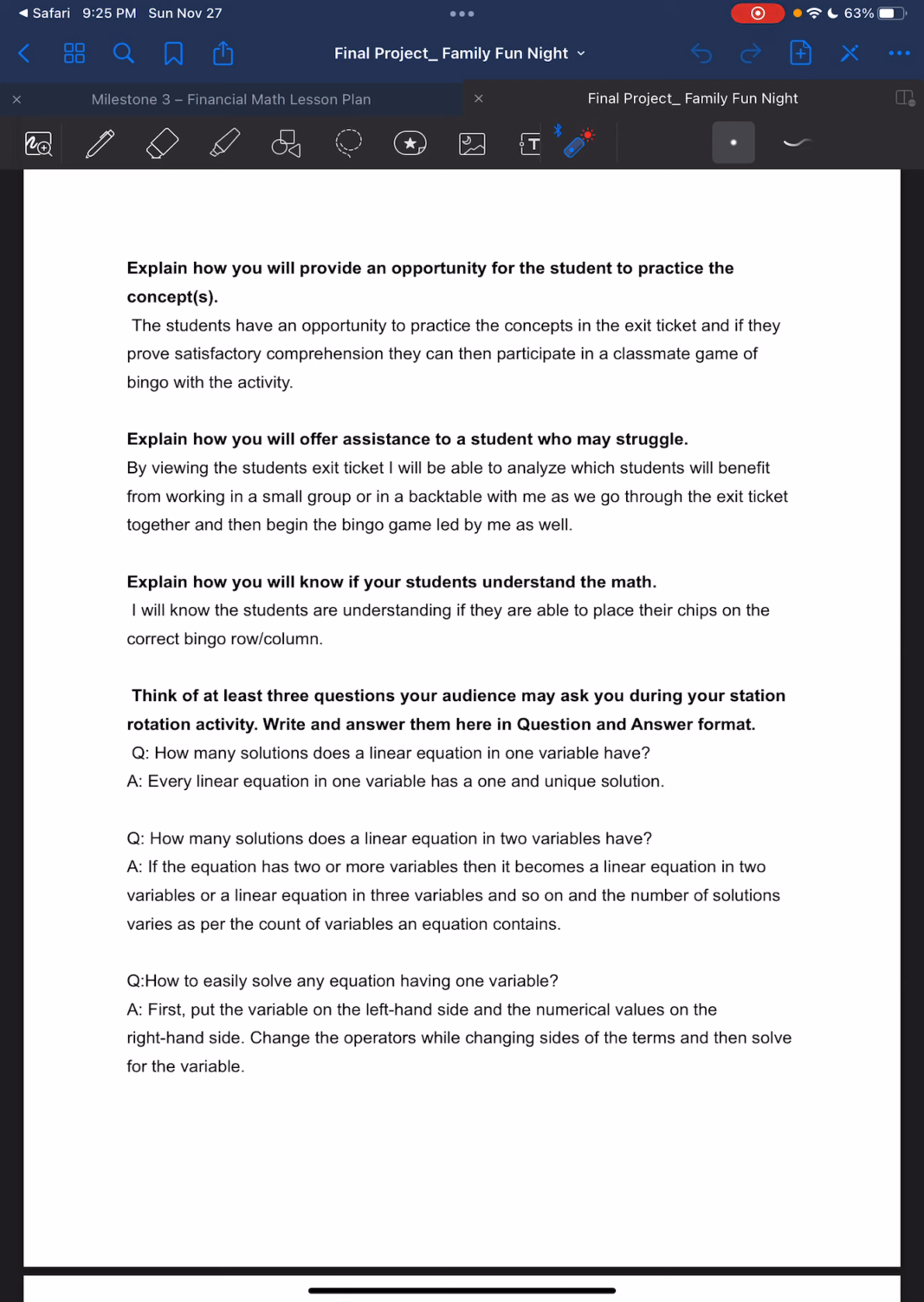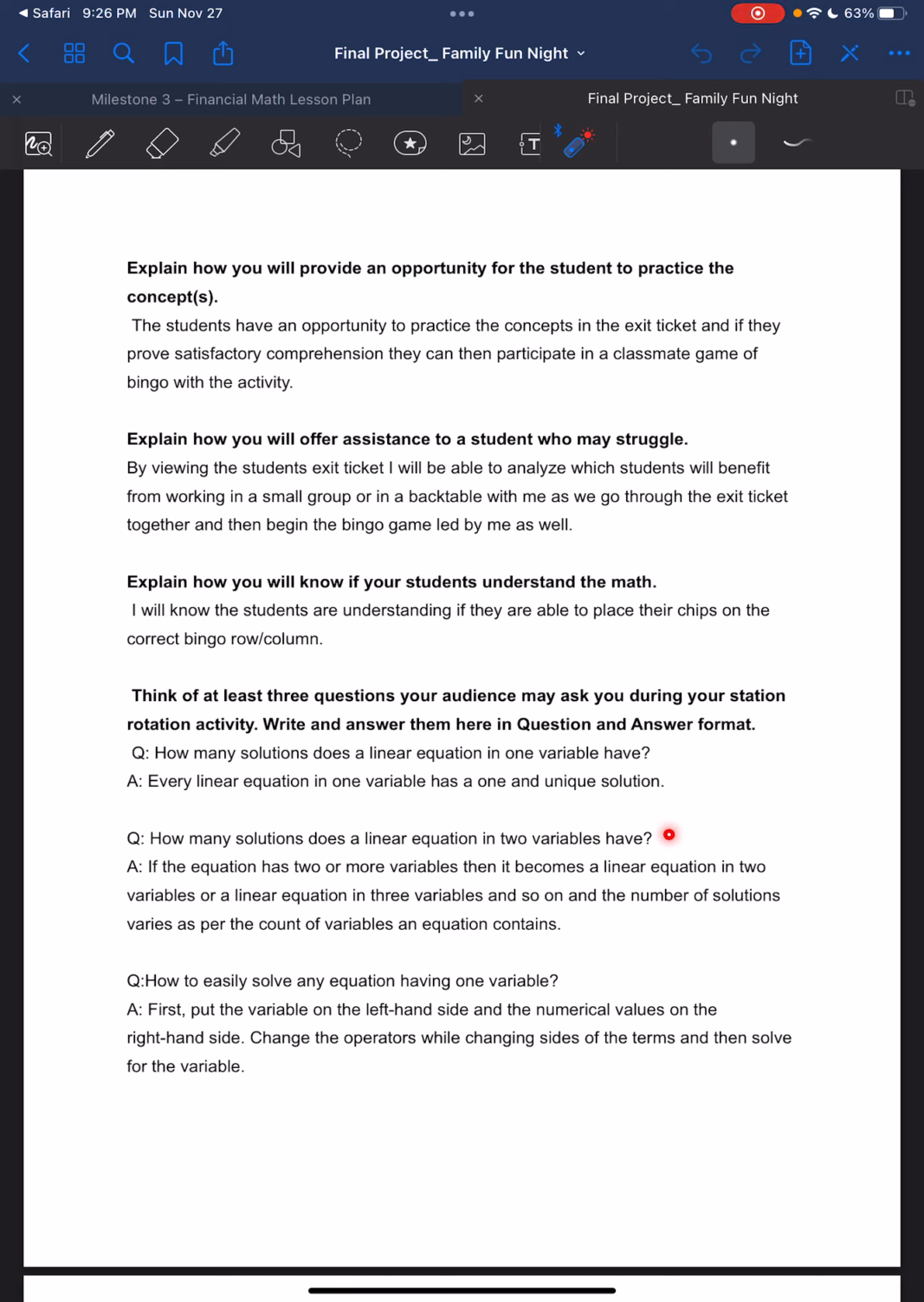How will I know if the students understand the math? I will know the students are understanding if they are able to place their chips on the correct bingo row or column. Three questions that the audience may ask me during my station rotation activity are: how many solutions does a linear equation in one variable have? Every linear equation in one variable has one unique solution.